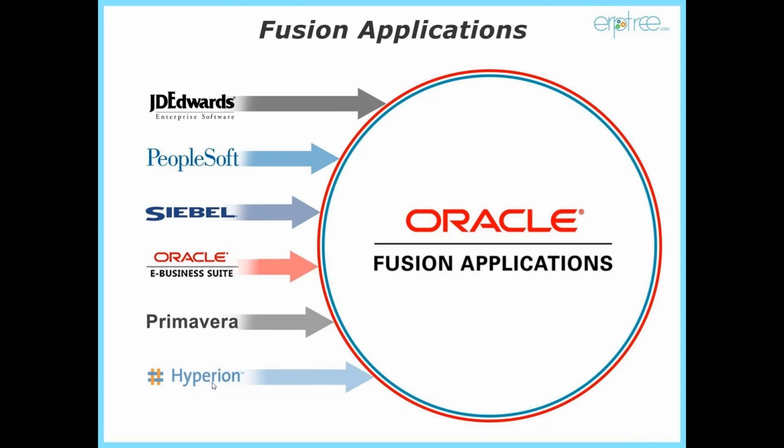After acquiring, what they did is, from JD Edwards, which is a very famous solution, they took the best solutions, and from PeopleSoft, which has very popular products in the market, they took the best solutions. From Siebel, from Oracle E-Business Suite, Primavera, Hyperion, from all these different ERP applications and enterprise products, they took the best solutions and built an application called Fusion applications.